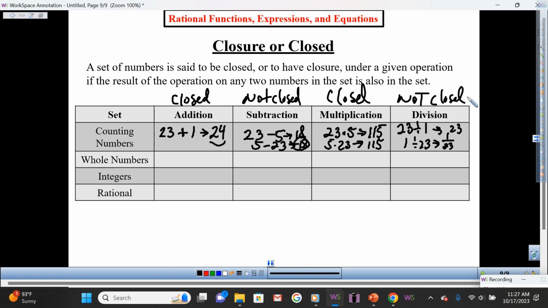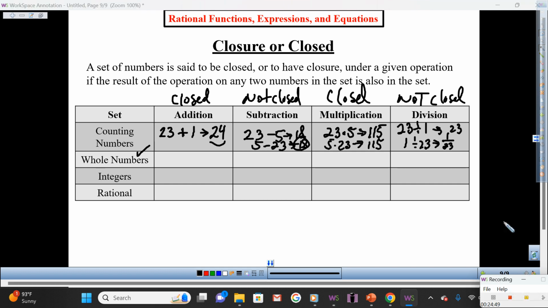All right. So on your paper, I want you to try with whole numbers. See under addition, subtraction, multiplication, and division, and just let me know if they're closed or not closed. I'm going to send you a screen so you can send me your notes. Just write the row whole numbers, and then try addition, two different whole numbers, subtraction, two different whole numbers, and so on and so forth. I'll give you some time. Go.